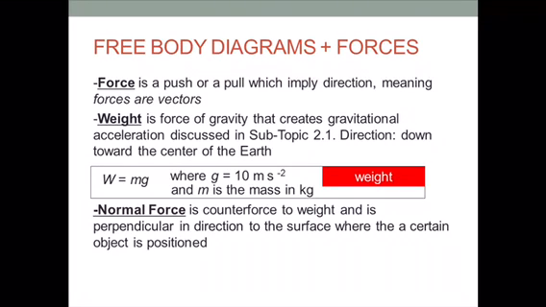So what's a force? Force is simply put a push or a pull, which implies direction, meaning forces are vectors. We'll talk about force and what it actually is in a little bit.